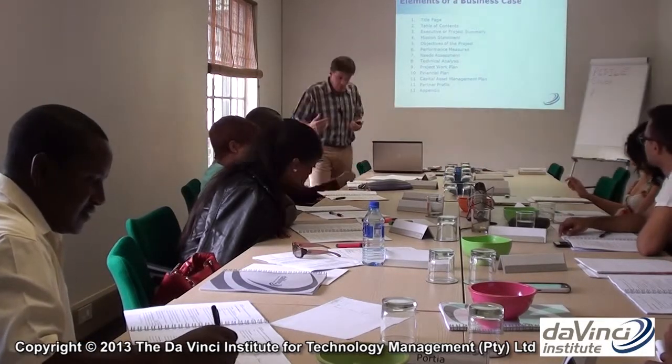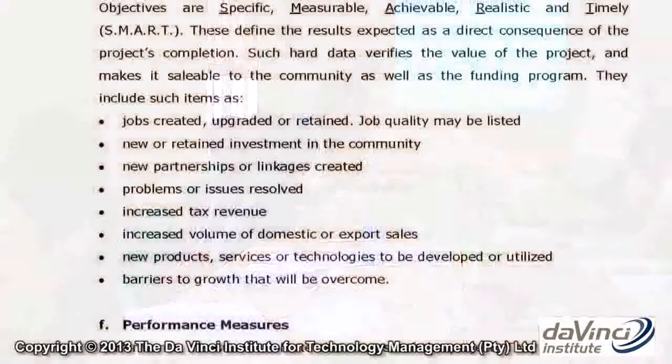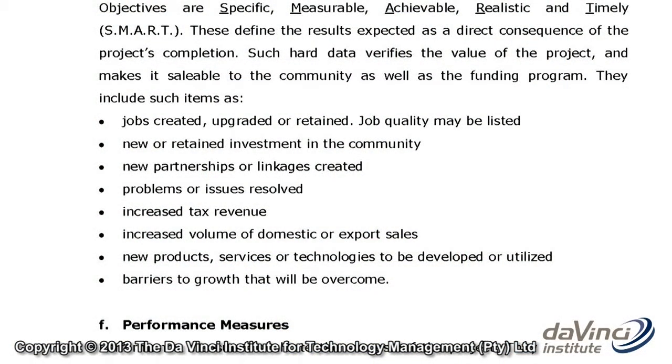So that would pertain to measurable. Jobs created, upgraded, or attained. Job quality may be listed. So job quality. Sydney, to come back to your particular proposal, it wouldn't be job quality, but it would be accommodation quality.